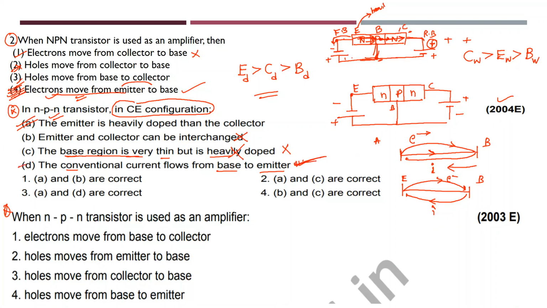So what are the correct options? Option A and option D are right. So where is that option? The third one is the correct option. Option A and option D are right.